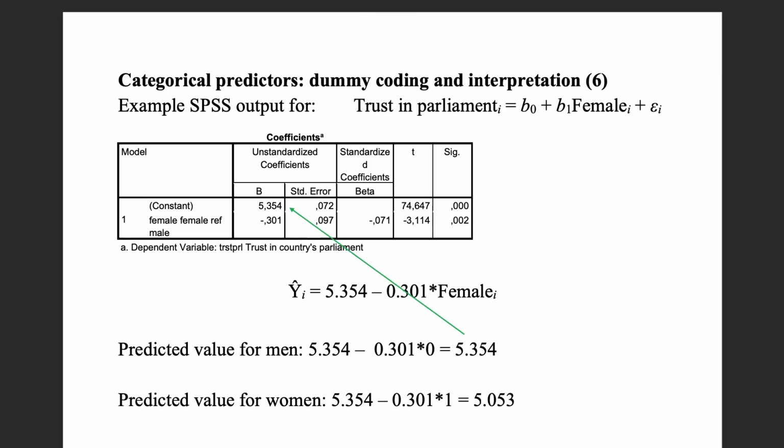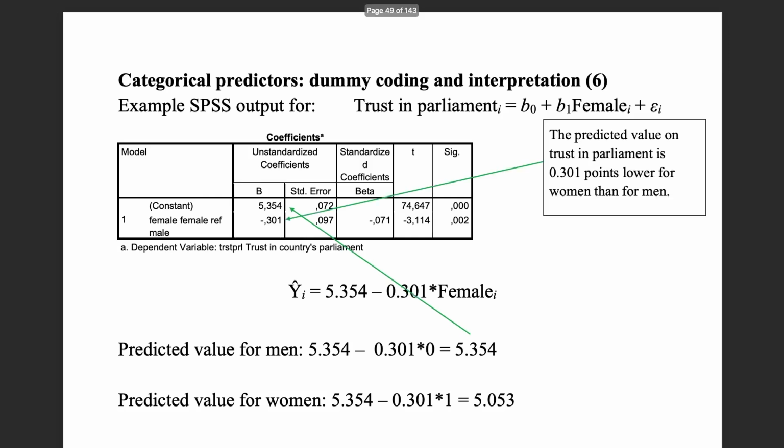And what is then the predicted value for women? Well, again, fill in the formula: 5.354, the constant value, minus 0.301 multiplied by 1, because we assigned to those cases the value 1 on the dummy variable for female. So that works out to a predicted value of 5.053.